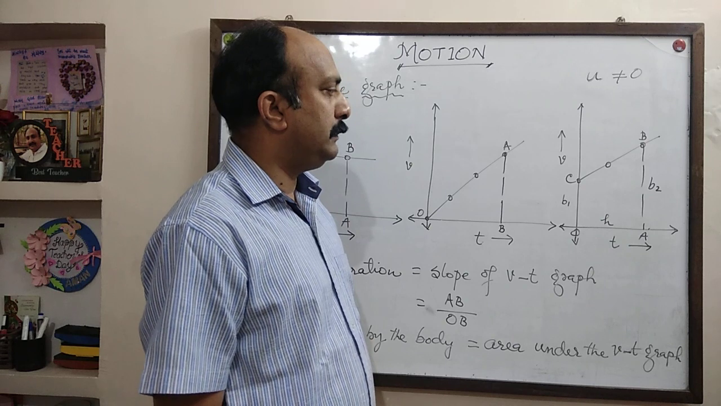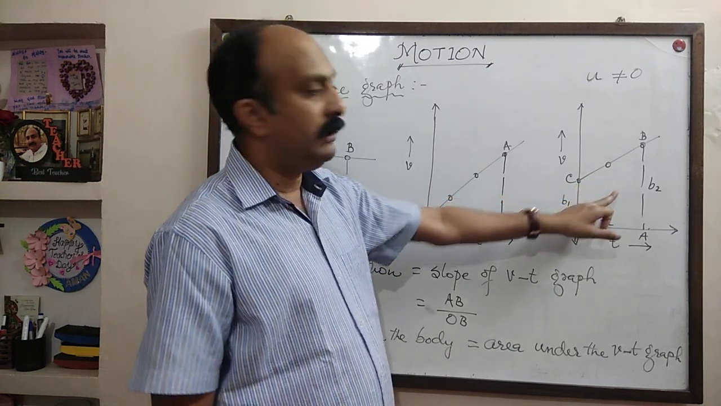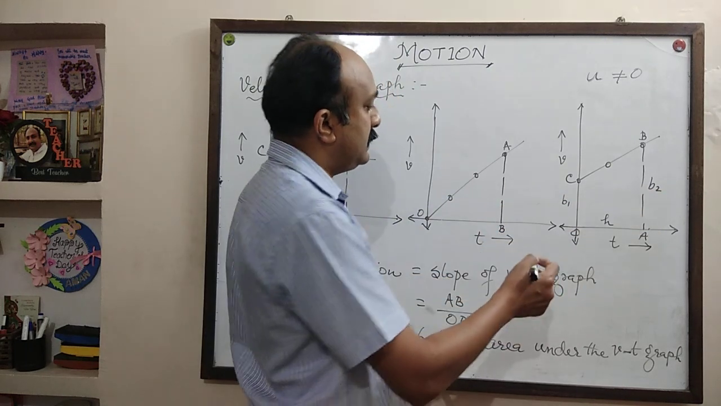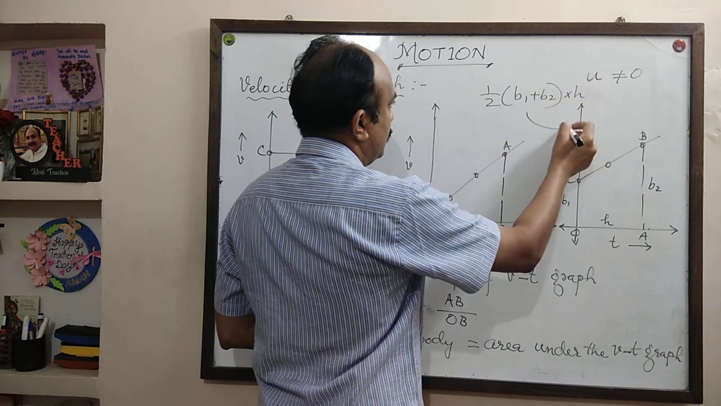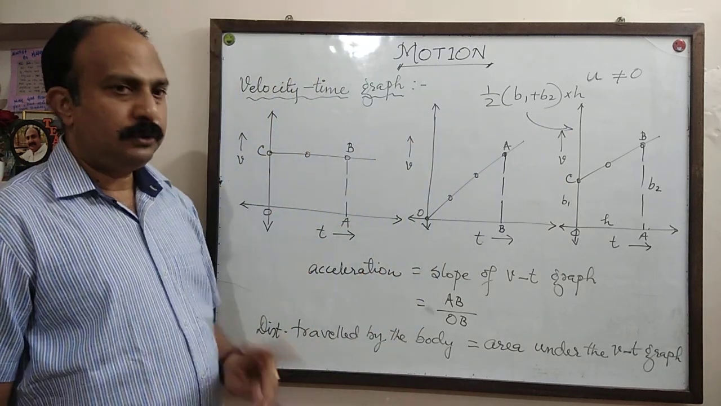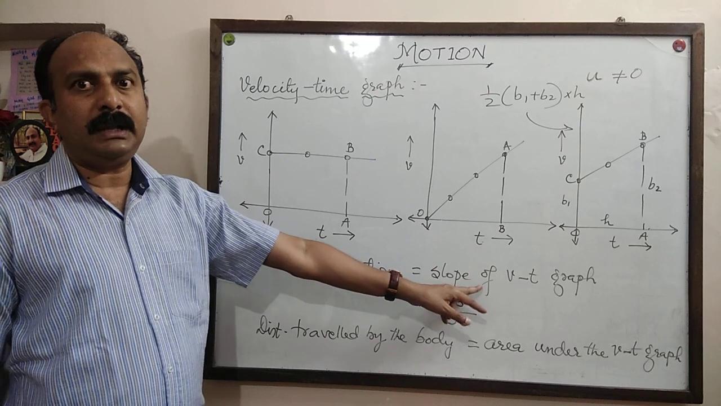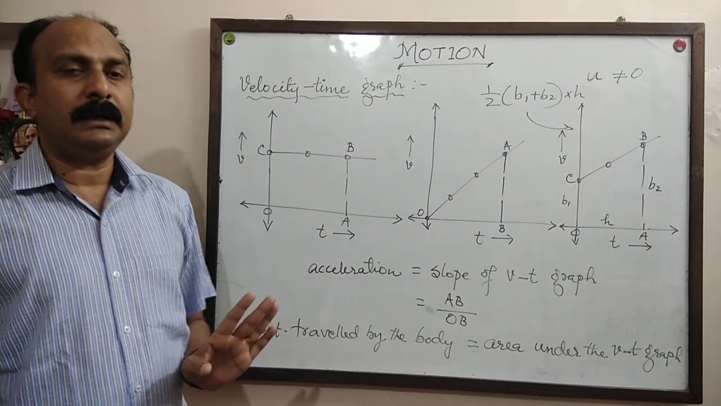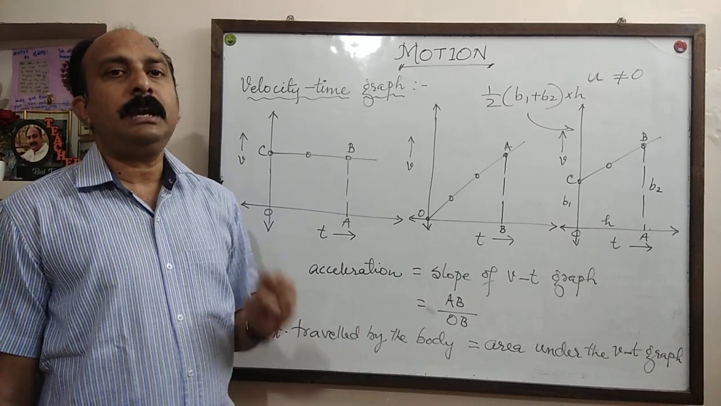So the area of a trapezium is given by the formula half into (b1 plus b2) into h. In this case, distance traveled by the body will be equal to the area of trapezium OABC, half into (b1 plus b2) into h. So this is the formula to calculate the distance traveled by the body. So there are 2 points to be discussed. Acceleration is equal to the slope of the VT graph, and distance traveled by the body is equal to the area enclosed under the VT graph. Now we are going to use these 2 points in the next topic, deriving equations of motion.